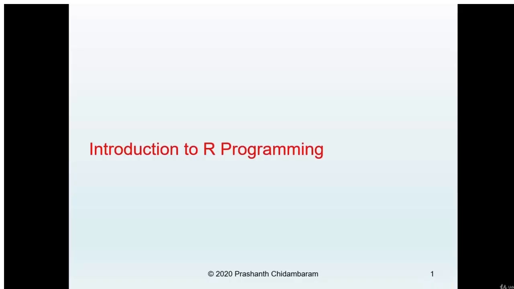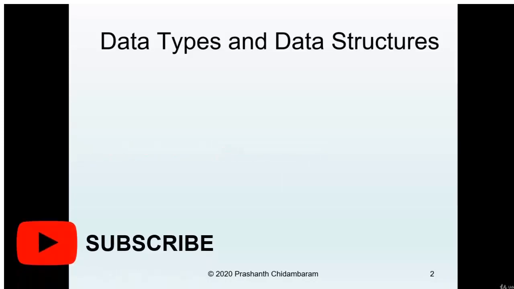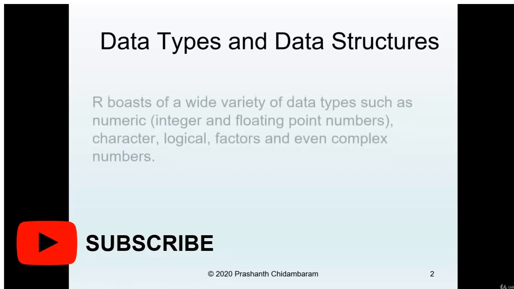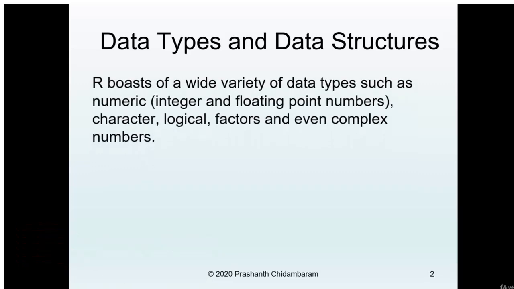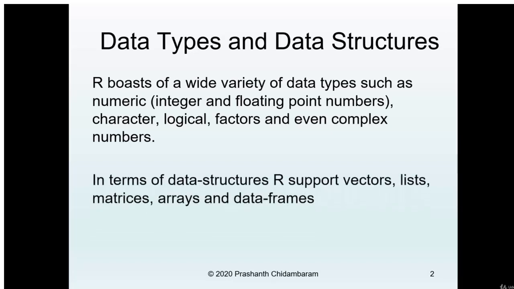Hey everyone, welcome to the series on Introduction to R Programming. So in this video, we'll be covering data types and data structures. R boasts of a wide variety of data types such as numeric, integer, and floating point numbers. Floating point numbers are decimals basically, character, logical, factors, and even complex numbers. In terms of data structures, R supports vectors, lists, matrices, arrays, and even data frames.